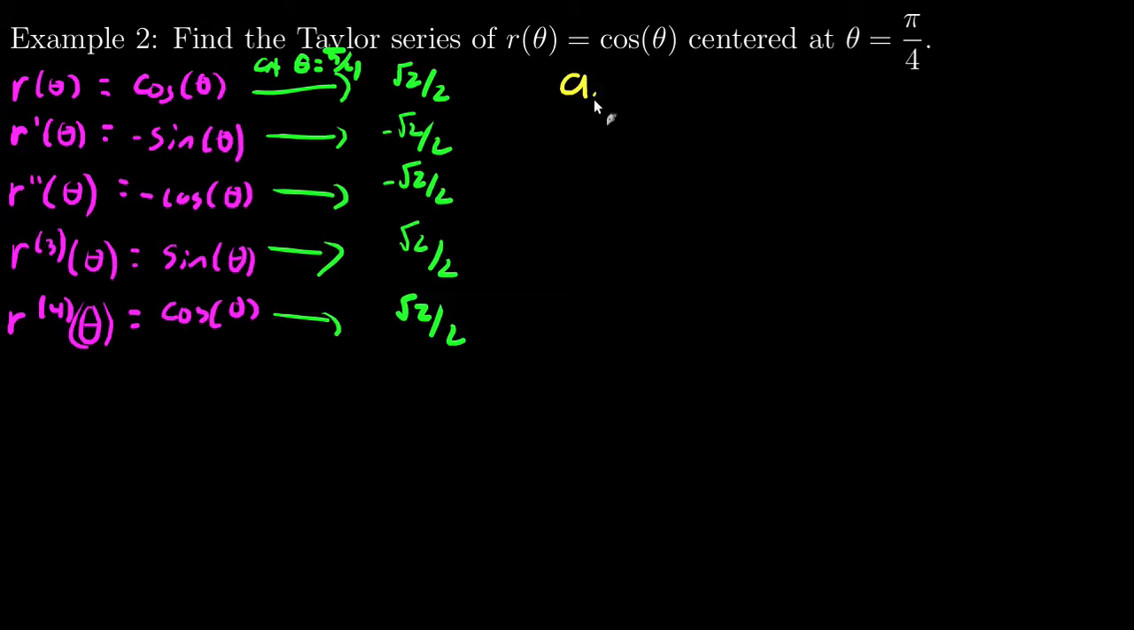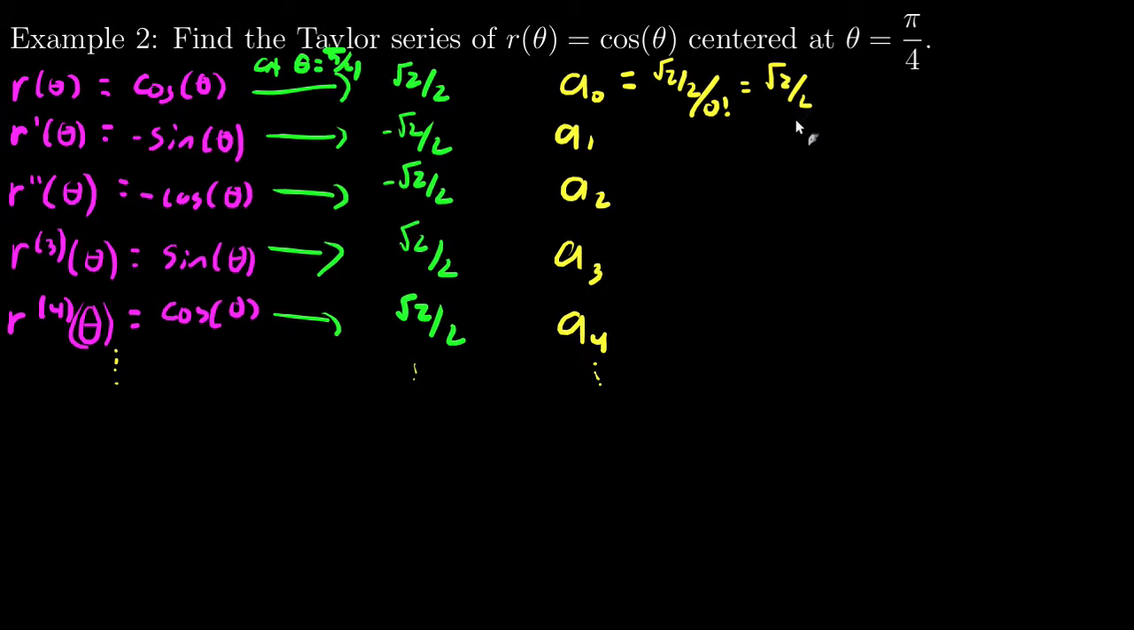And this will get me a naught, a 1, a 2, a 3, a 4, and all of this stuff does continue down. All of this should have ellipsis in it because it keeps going. We're doing the whole series. So I take these terms and divide by the factorial. So I have root 2 over 2 divided by 0 factorial. 0 factorial is 1, so I get root 2 over 2.